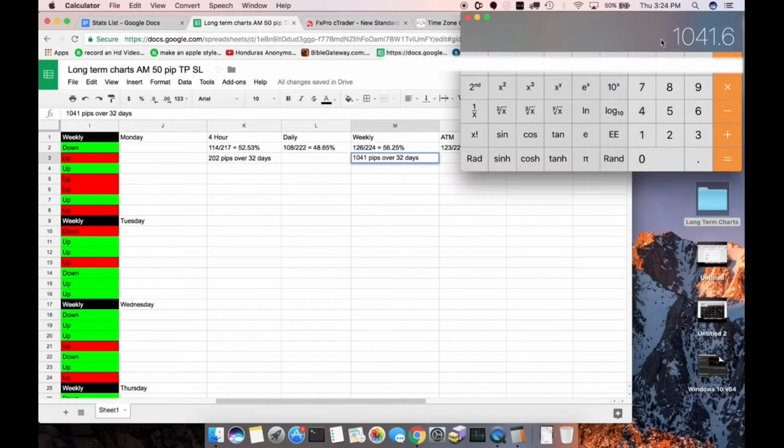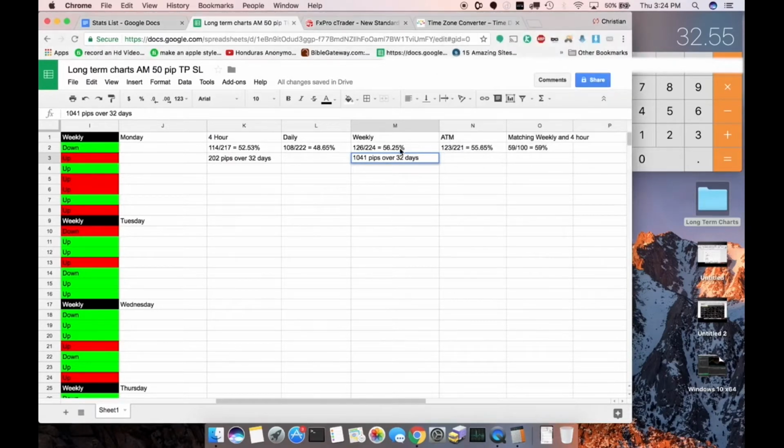Now, you divide that by 32 days, you've got 32 pips a day. That's not bad. You can definitely do better. And you'll see right here, you have something really similar on the ATM. You'll see fewer trades on the ATM than on the weekly because of some reversal signals where we didn't take the trade. Maybe if you counted the reversal signals, it would be similar. I don't really know. That is something that I'd like to figure out. But yeah, if you want to take a weekly or an ATM, just simply for 50 pips every single time, you will come out on top.